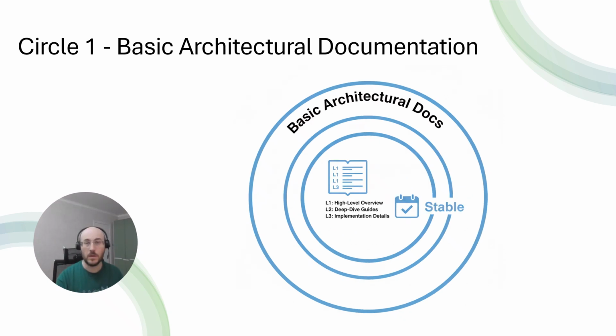The first and outermost circle is your basic architectural documentation. You can think of this as the master blueprint of your entire system. It's high level, so it doesn't change with every little feature. It's abstract enough to stay stable, but detailed enough to be genuinely useful for any developer or AI assistant working on the project. It's organized by architectural slices, which we'll cover in a moment.